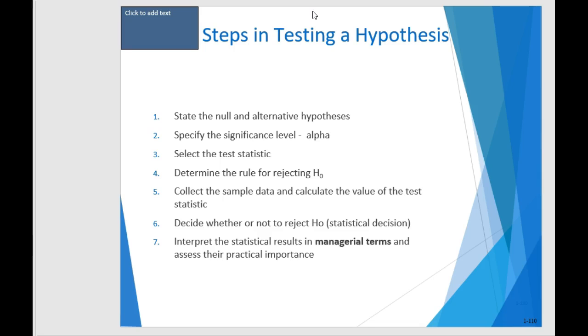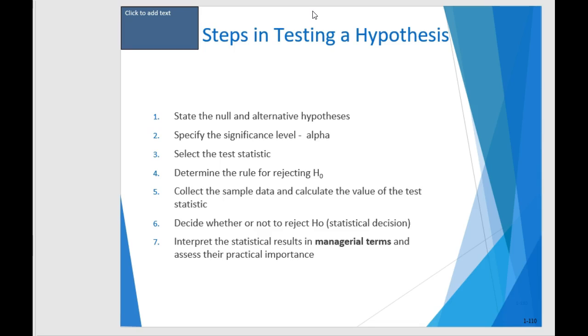Okay, based on that calculated value and based on that critical value. So essentially you take the information that you have from number 4 and the information that you have from number 5. In number 4 you have the critical value. Number 5 you have the calculated value. And then in number 6 we're determining, well, what's our decision? Are we rejecting H0? Are we failing to reject H0? Okay, so we make our statistical decision in step 6.